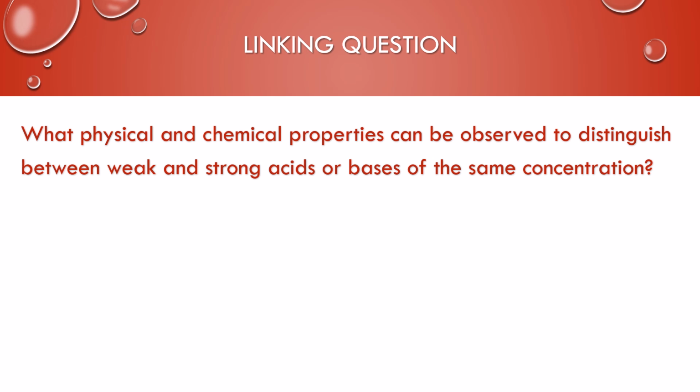Now it says, what physical and chemical properties can be observed to distinguish between weak and strong acids and bases of the same concentration? Notice that, same concentration. So you could use pH to distinguish. So strong acids are going to have a lower pH than weak acids at the same concentration. Strong bases are going to have a higher pH than weak bases of the same concentration. And then you can use rate of reaction. Strong ones are going to react faster. You could also use conductivity. Strong acids and bases are more conductive than weak acids and bases.